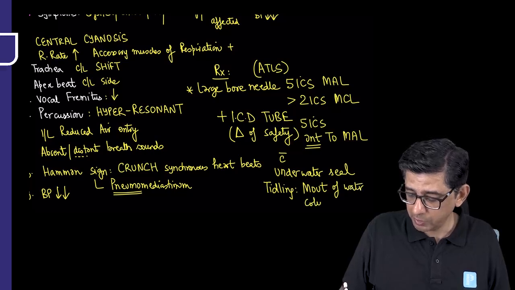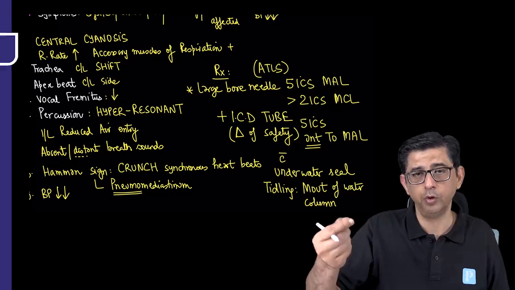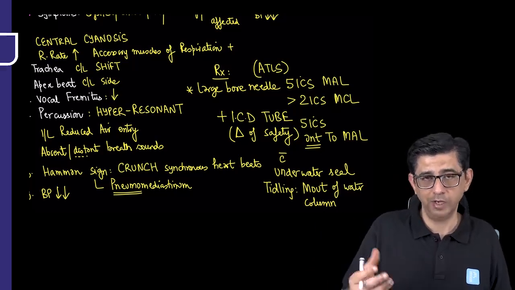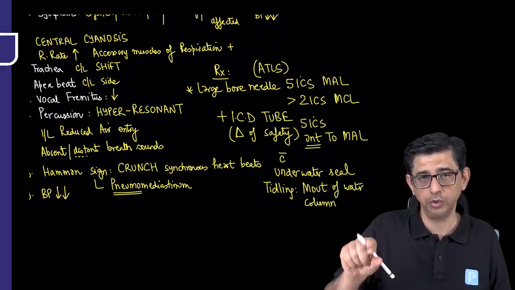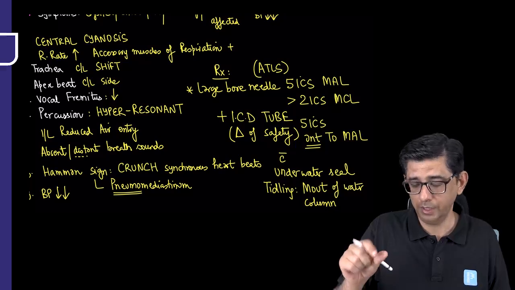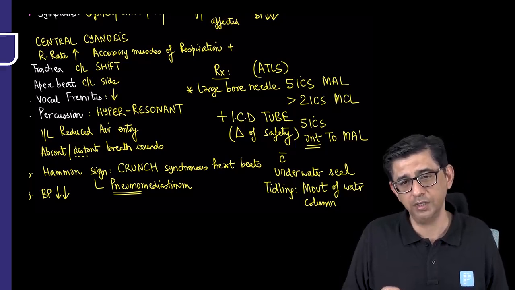I mean, with inspiration, this water column will be moving more proximal to the chest wall, and with expiration, it will move away from the chest wall. So there's a to and fro movement in the chest. You would have seen that water column keeps on oscillating. That is technically referred to as tidaling.